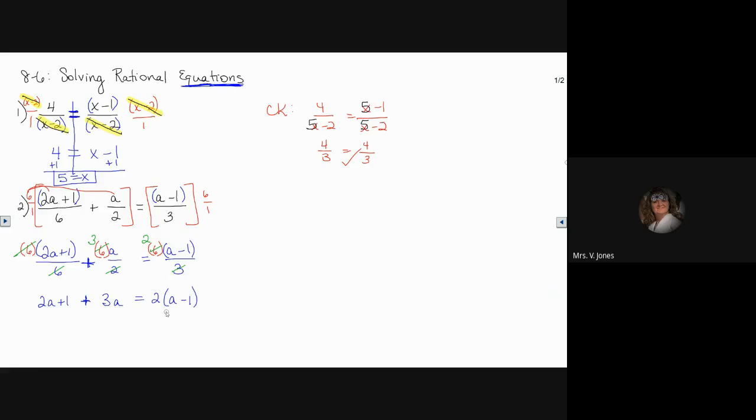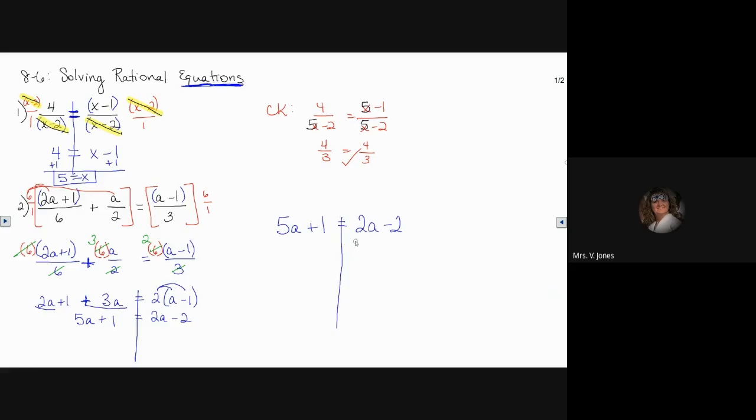So now we have no more fractions. On the left side, we can put 2a plus 3a and get 5a. And then we put those two together because they're like terms, and then put our plus 1 there. On the right side, we can do distributive property and get 2a minus 2. I'm going to go over here where I have a little more room so you can see what's happening. All right, that's where we are.